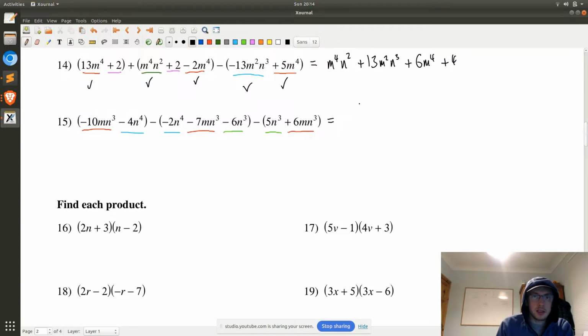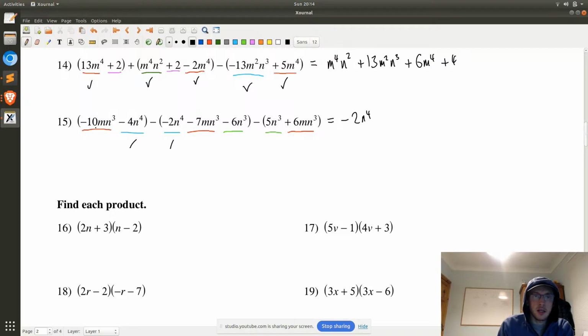Okay, got it. Okay, highest degree first. So we see that's of degree 4, and so is that of degree 4. So I like to put the ones of one variable first. So negative 4n to the 4 plus 2n to the 4, so negative 2n to the 4. Done, done.